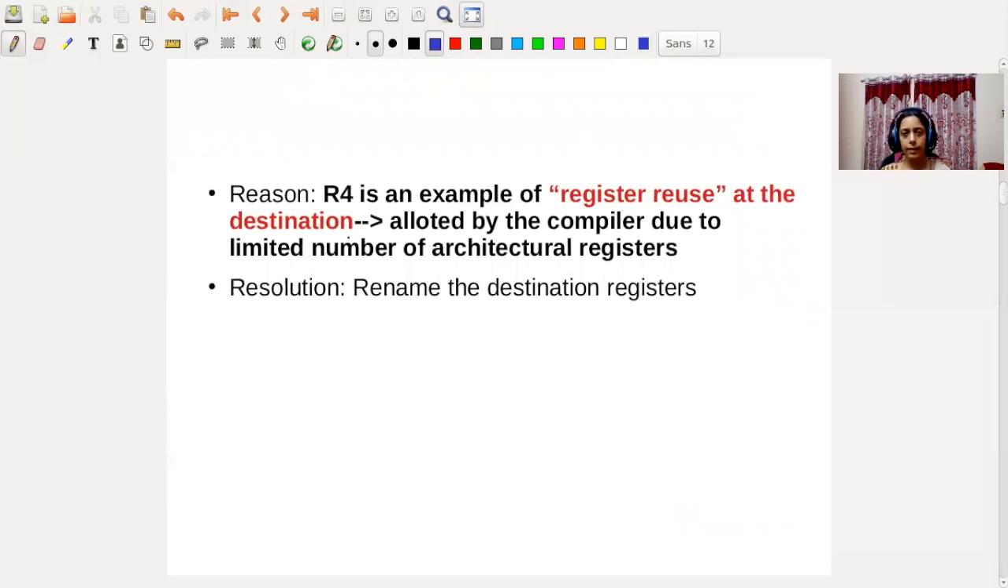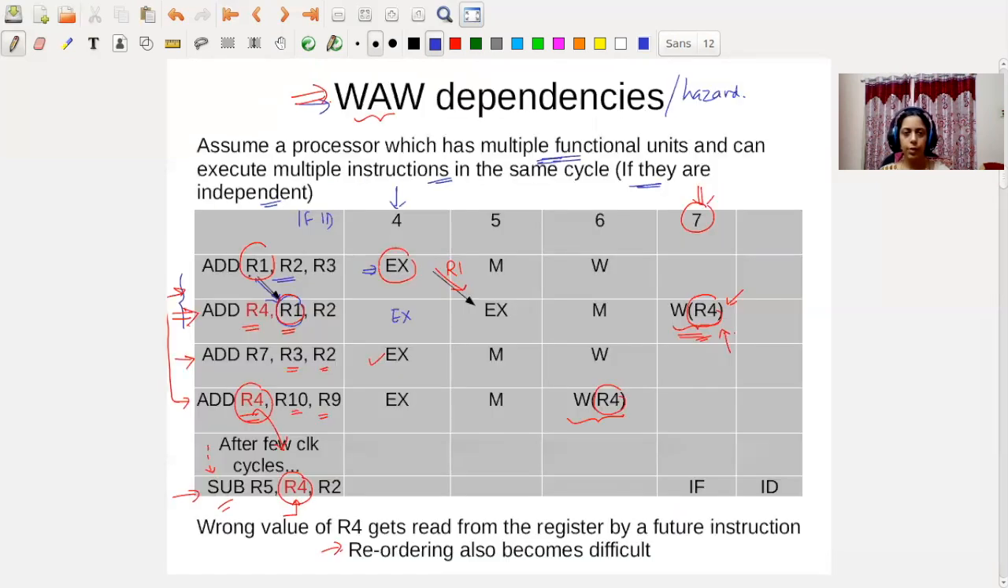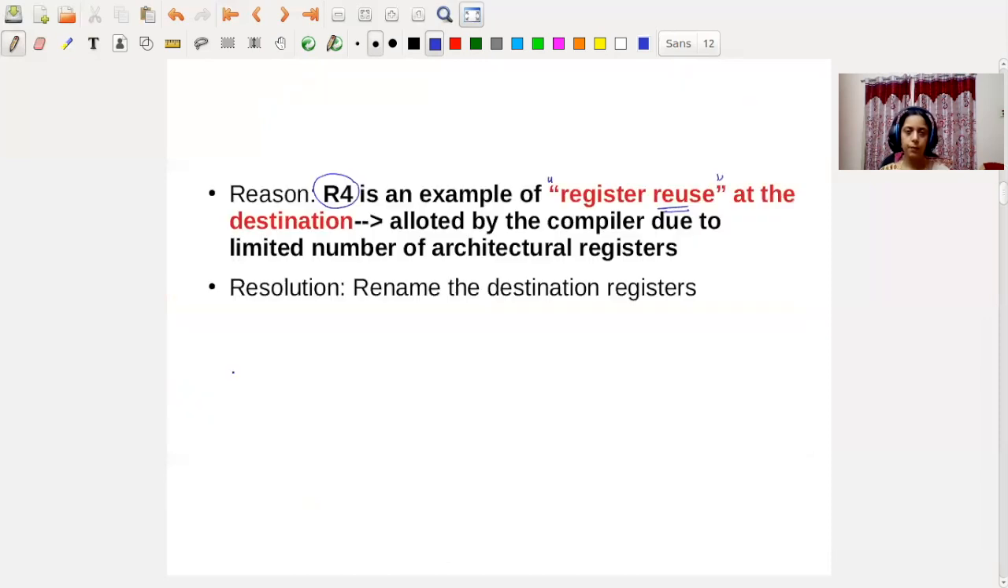Now, what is the reason for a write after write dependency? The issue is that the R4 register was reused. This is an example of what the technical term calls register reuse. The compiler could have generated code such that R4 is not reused here. You could have just put in R15 or some other register. In that case, this kind of dependency would not have occurred.